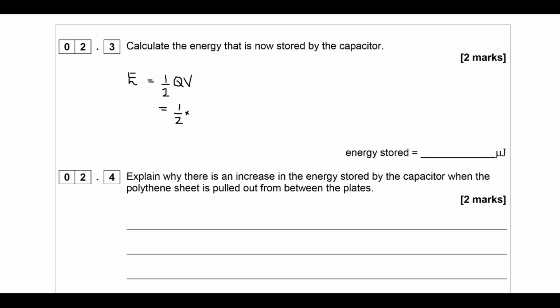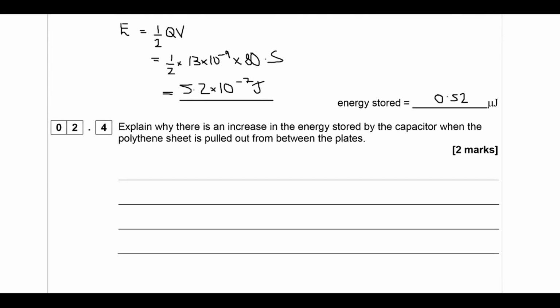We had the charge stored on it, I think it was 13 nanocoulombs, so 13 times 10 to the minus 9, times by the unrounded answer, so 80.5. And if we calculate that, 13 times 10 to the minus 9 times 80.5 divided by 2 comes out to 5.22 times 10 to the minus 7 joules, or 0.52 microjoules there. So that's what it wants the answer in, so let's do 0.52 microjoules.